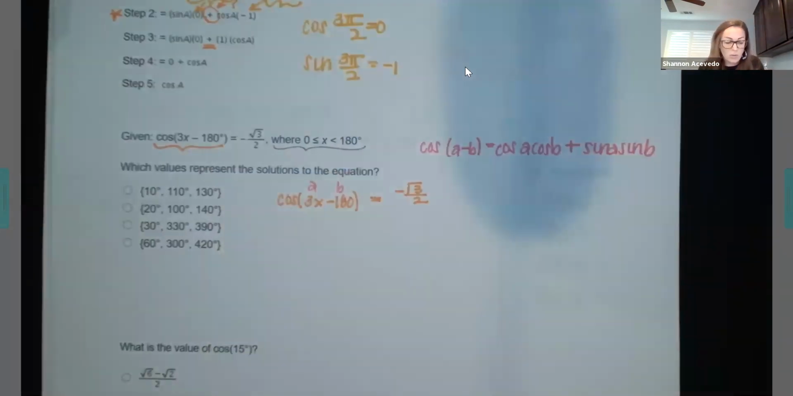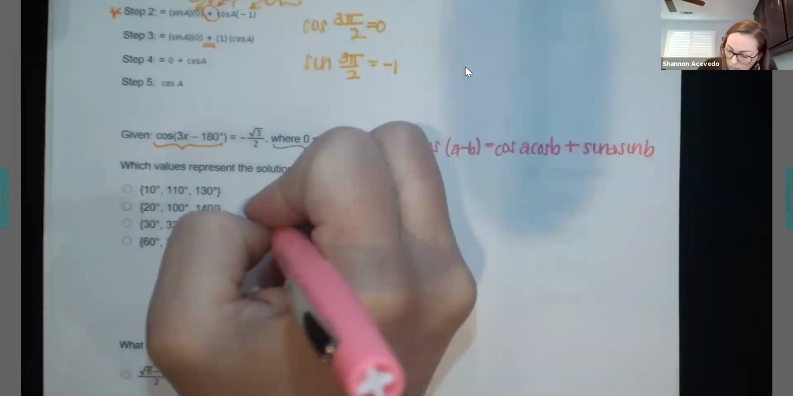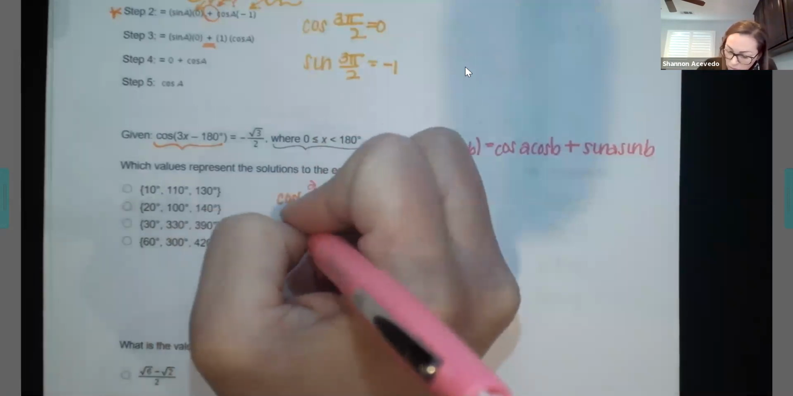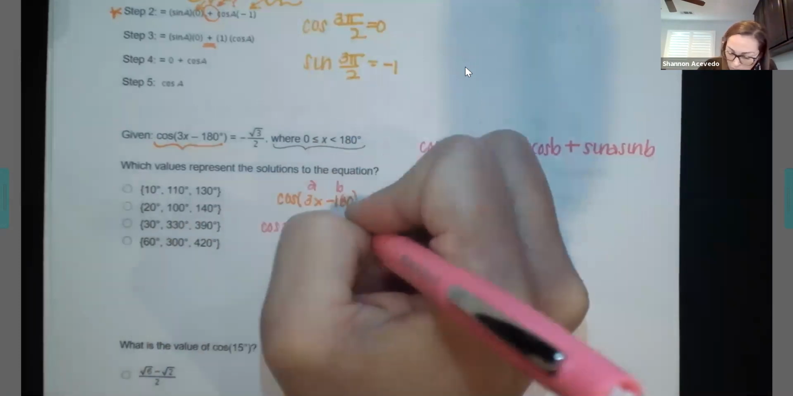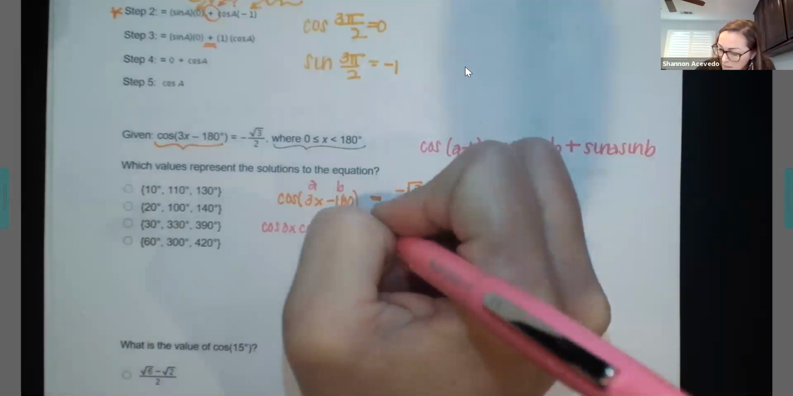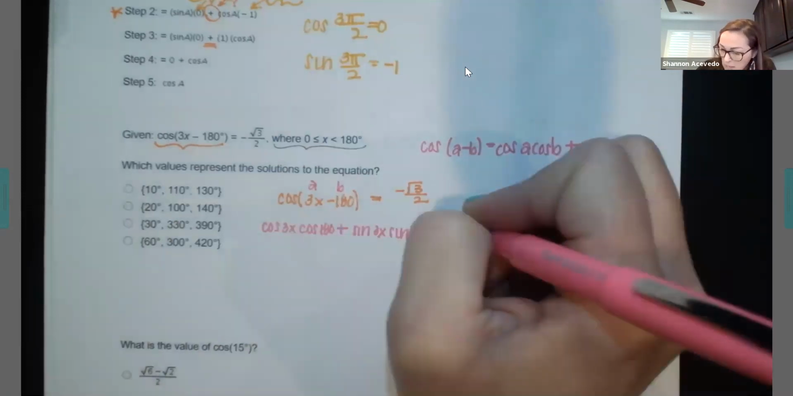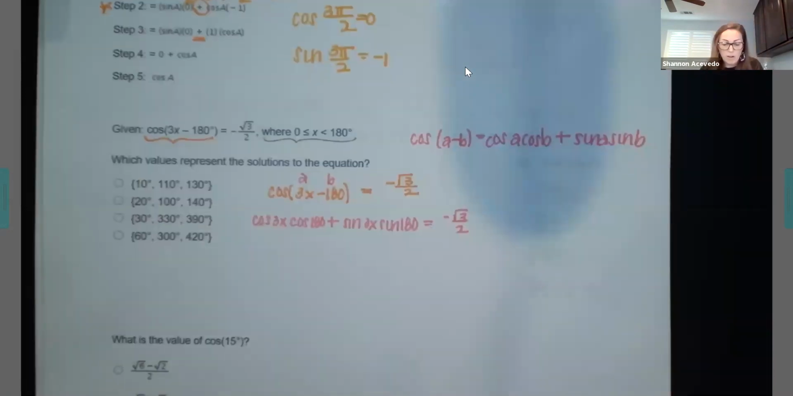And here's how this is going to look. It's going to be cosine of 3x cosine of 180 plus sine of 3x sine of 180 is equal to negative square root of 3 over 2. No big deal, right? You guys are with me so far?